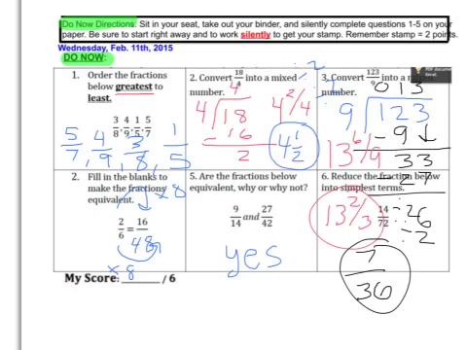Count up your score. Write that in right here at the bottom. Fill in your score out of 6. Hopefully you got 5 or 6 correct.